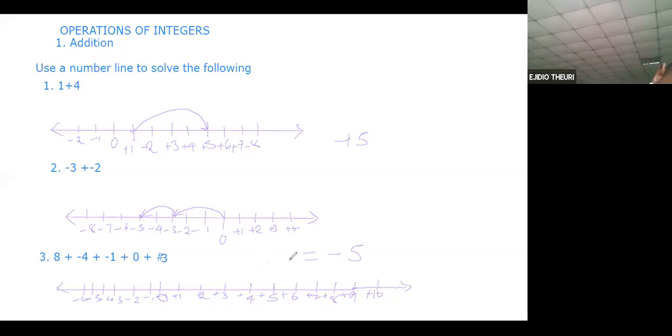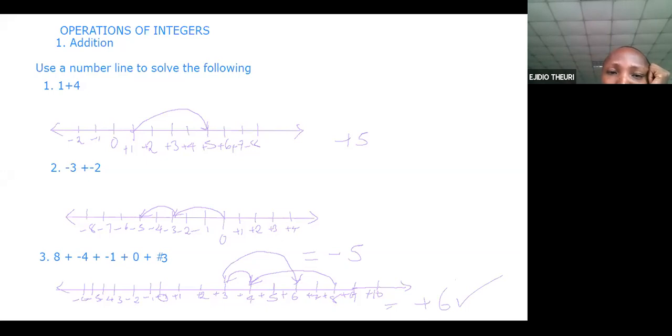So we are starting from 8 here, plus -4. We move backwards 4 steps. You'll find ourselves at 4. Let us see if it will give us 6. Then we are adding, we move another 1 step backwards. We'll find ourselves at 3, right? 0 to ignore. Then you move 3 steps from 3. So we find ourselves here. So the answer is equal to positive 6. That is good. Very good. You have gotten it right.